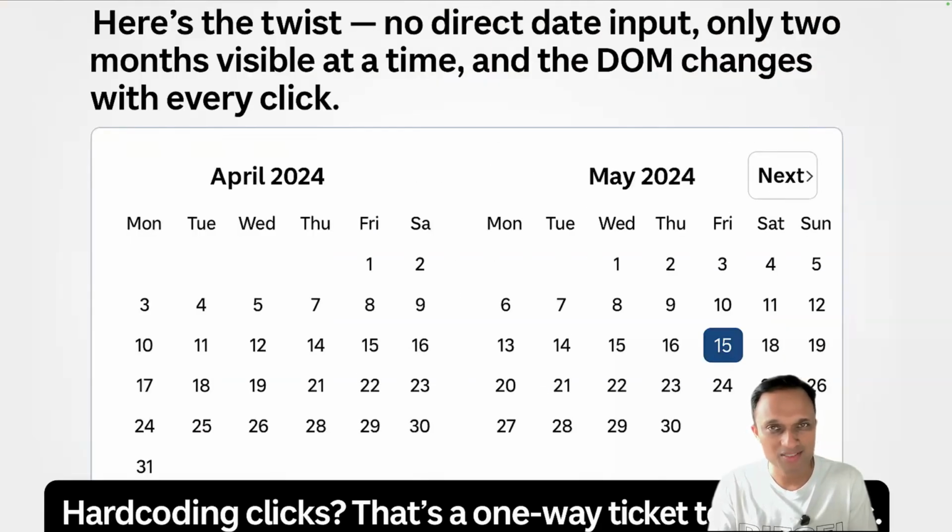Now, here is the twist or the complexity which you will face when you try to automate this scenario. When you open booking.com and go into the date picker, you will see only 2 months visible on the page, and the DOM changes with every click. So you have to handle all this in your automation script. One way to solve this is to do hard-coded clicks, but that's a one-way ticket to flaky and unstable tests, and it won't leave the best impression in that interview.